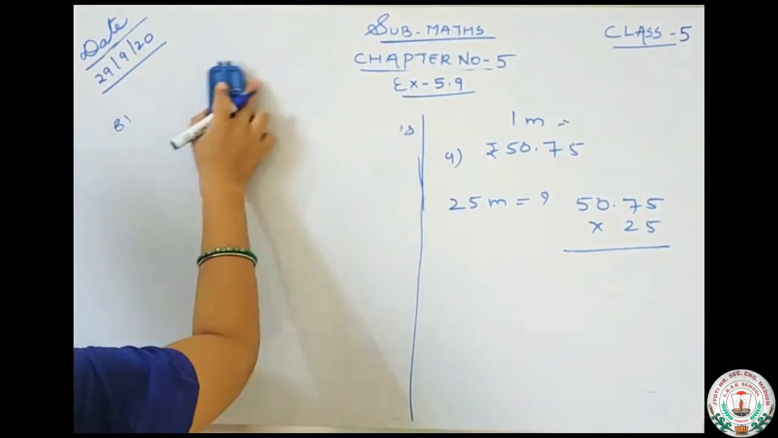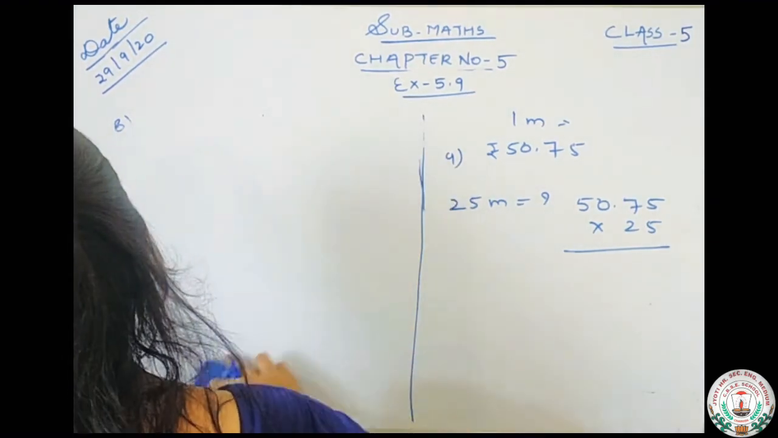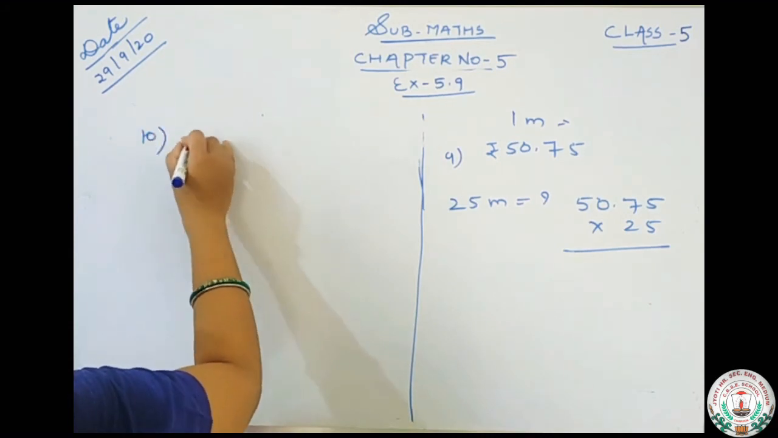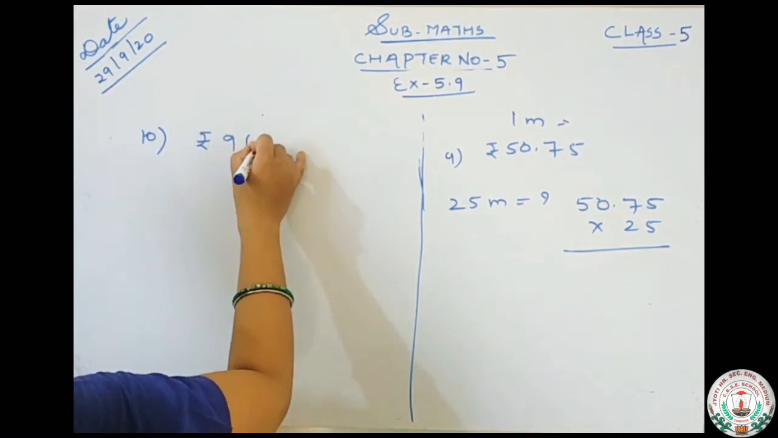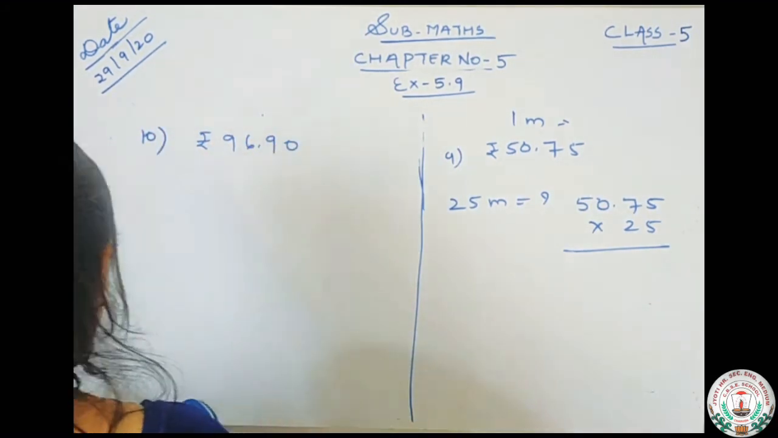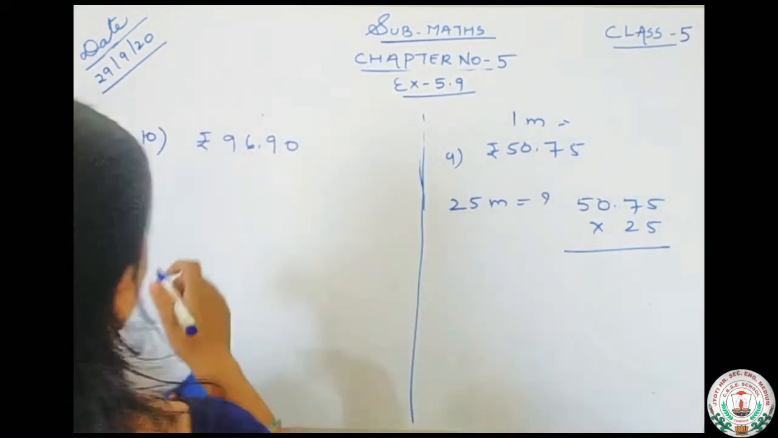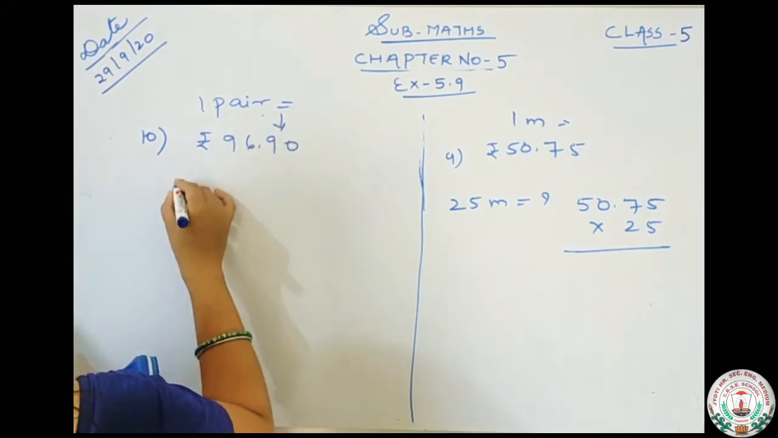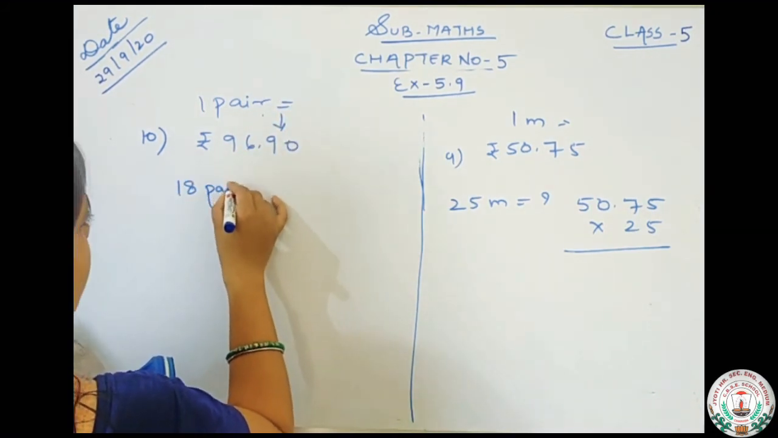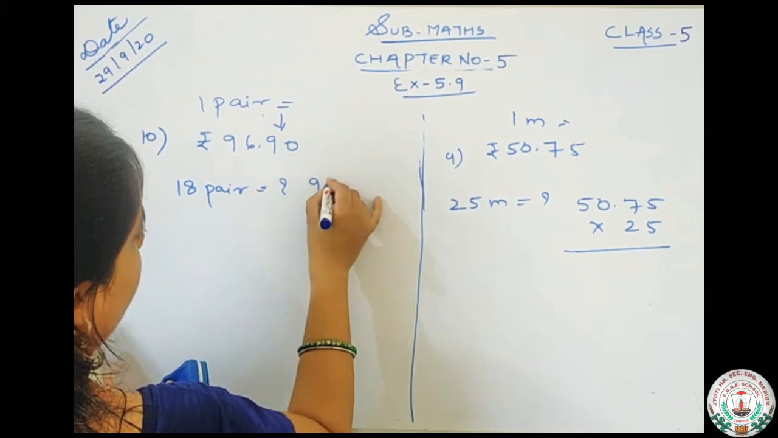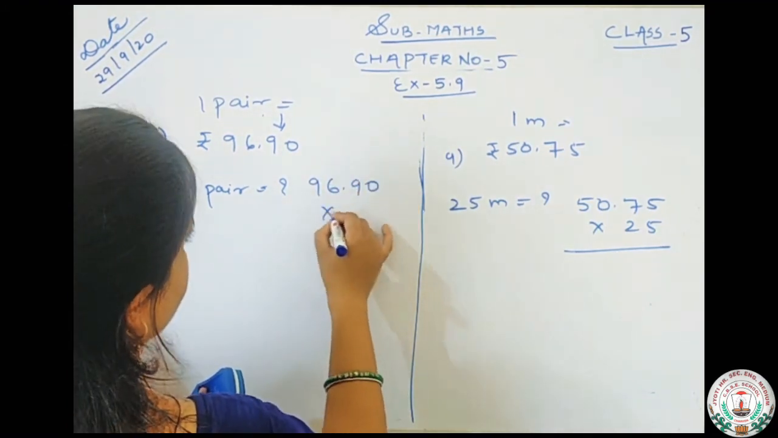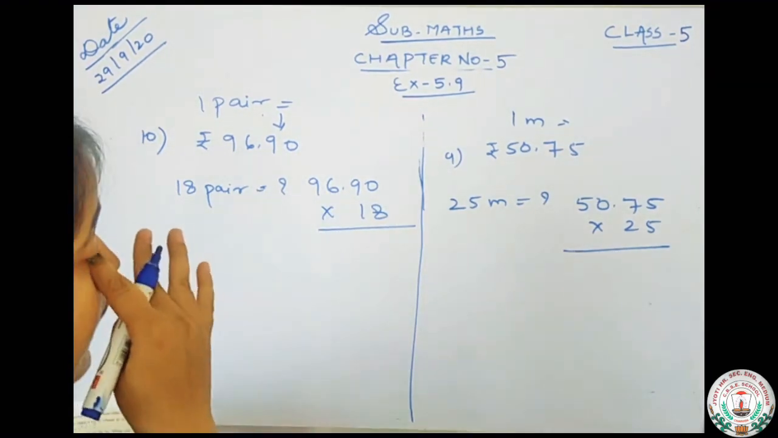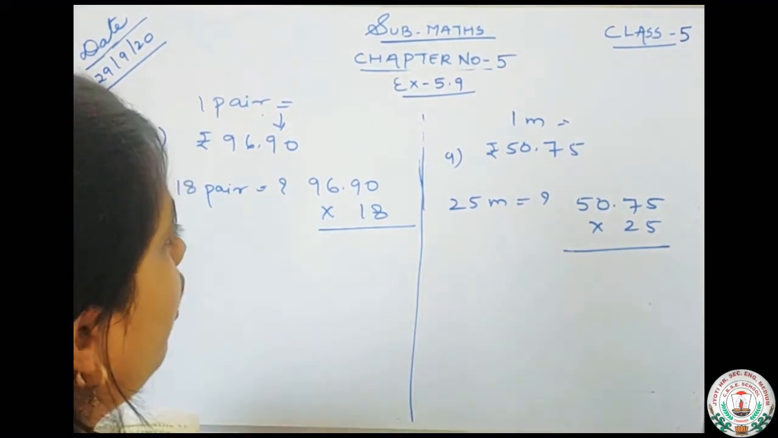Now question number 10. What is question number 10? One pair of shoes costs rupees 96.90. What will be the cost of 18 pairs of shoes? 1 pair is equal to this much. 18 pairs will be how much? What will you do? You will multiply this by 18. Okay. So like this you will try to solve the rest of the questions on your own.